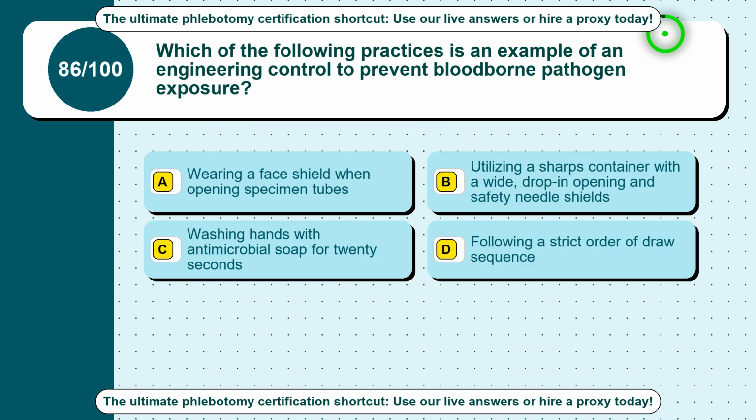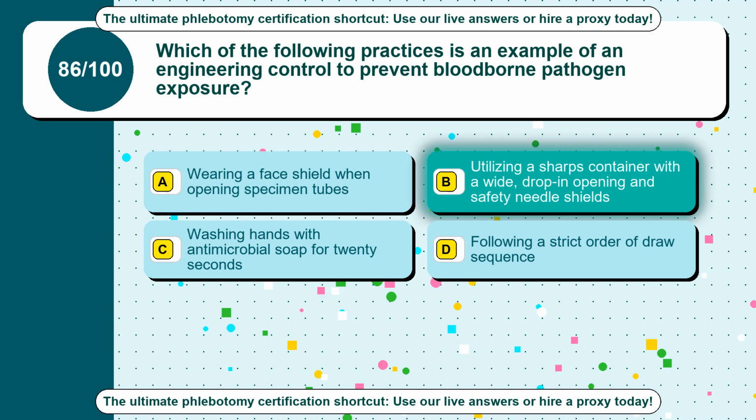Question 86. Which of the following practices is an example of an engineering control to prevent blood-borne pathogen exposure? Option A, wearing a face shield when opening specimen tubes. Option B, utilizing a sharps container with a wide, drop-in opening and safety needle shields. Option C, washing hands with antimicrobial soap for 20 seconds. Option D, following a strict order of draw sequence. The correct answer is option B, utilizing a sharps container with a wide, drop-in opening and safety needle shields.